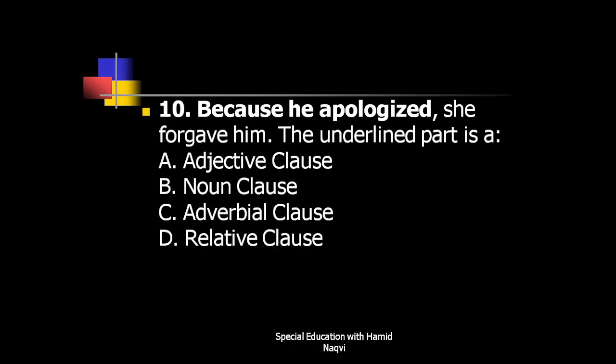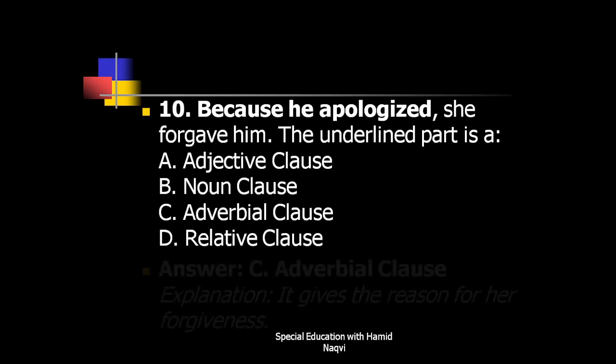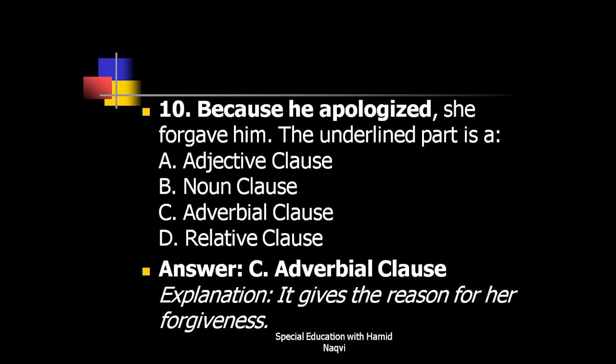Because he apologized, she forgave him. Because he apologized. Which clause? Adjective clause, noun clause, adverbial clause or relative clause? The answer is adverbial clause, and the reason is it gives the reason for her forgiveness.